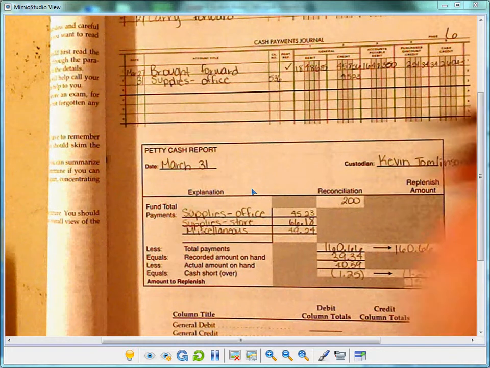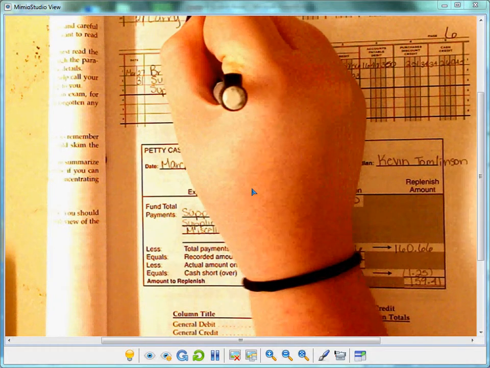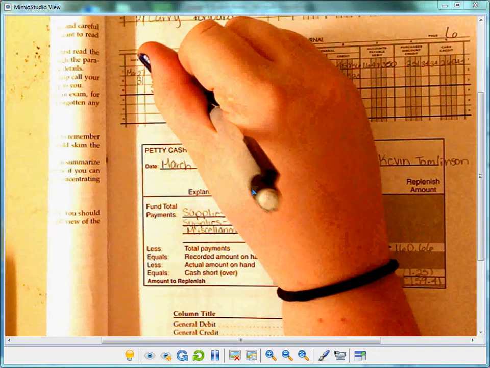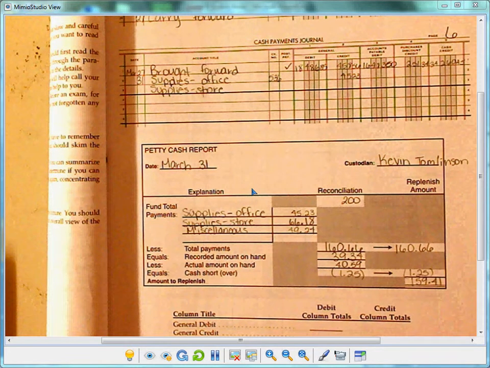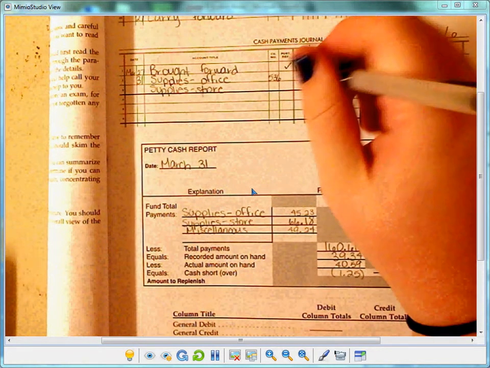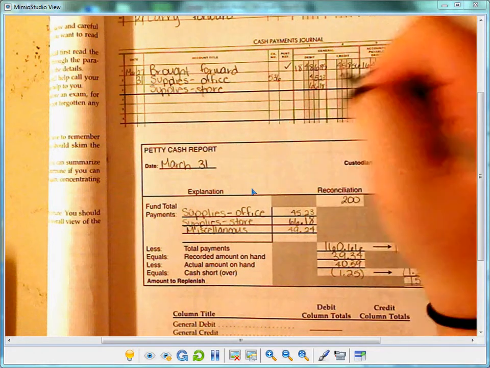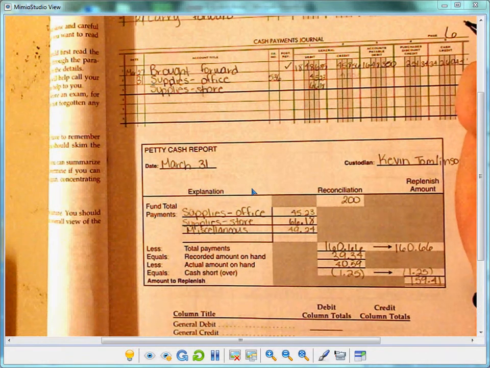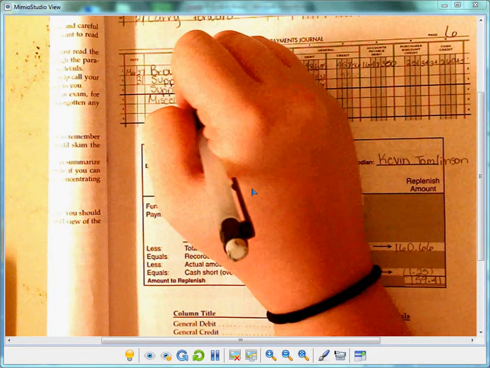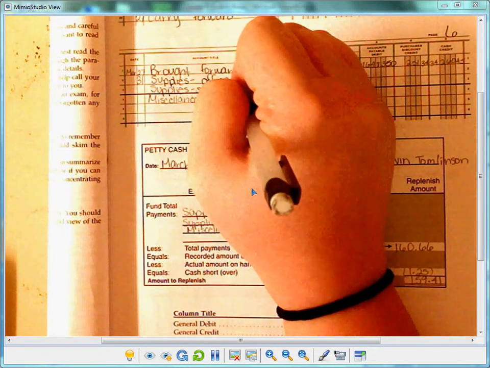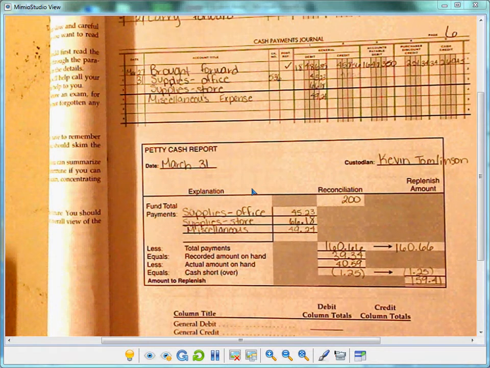Okay, then our next line will be the supplies-store. We don't need anything in the check number, and you just need to move your other number to a debit. It's a debit of $66.18. Okay, and then our next one, miscellaneous expense. And that's a debit of $49.25. Miscellaneous expense is what we need to put when we're journalizing.